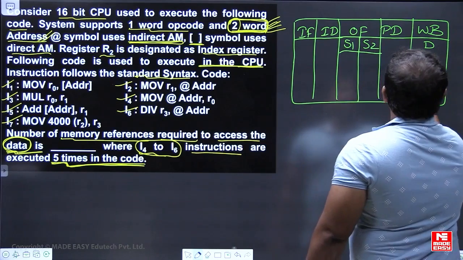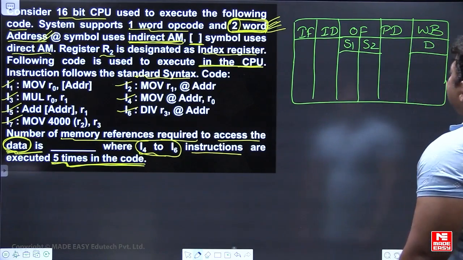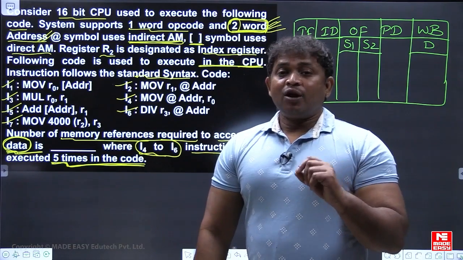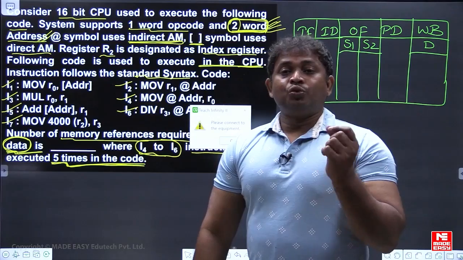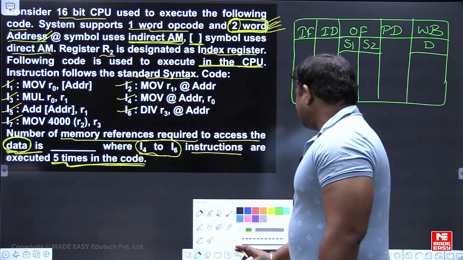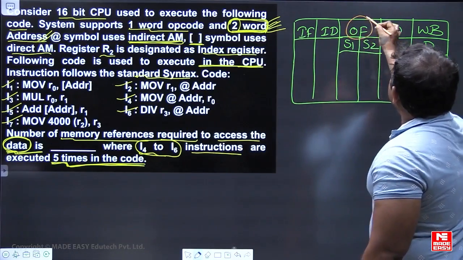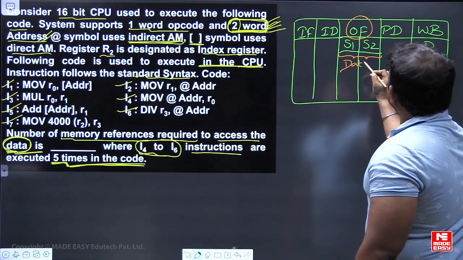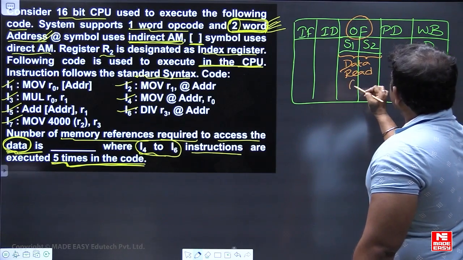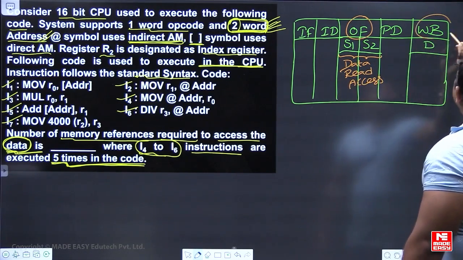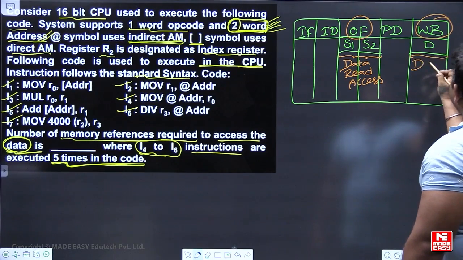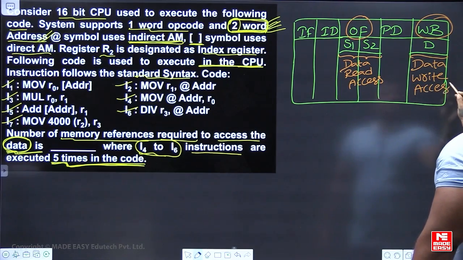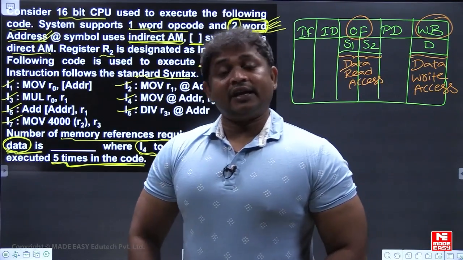All right. So here, data access means operand access. Access includes read access and write access together. So here data access means source 1 data, source 2 data. This is data read access. Then WB, the destination, is also data access. What access is it? Data write access.